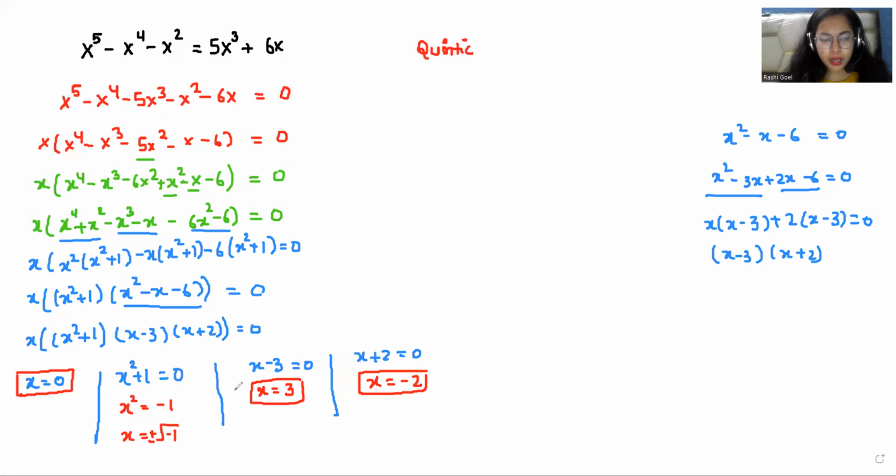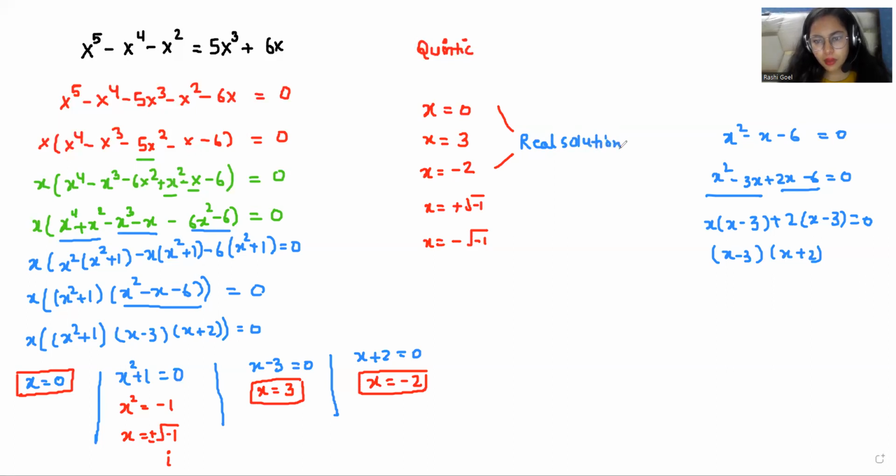The square root of -1 we call iota, or the imaginary solution. So we have 5 roots of x: x = 0, x = 3, x = -2, x = +i, and x = -i. These three are the real solutions, and these two are the imaginary solutions.